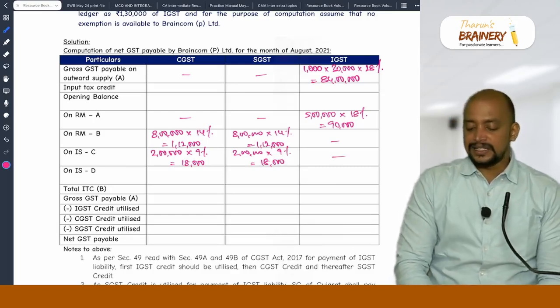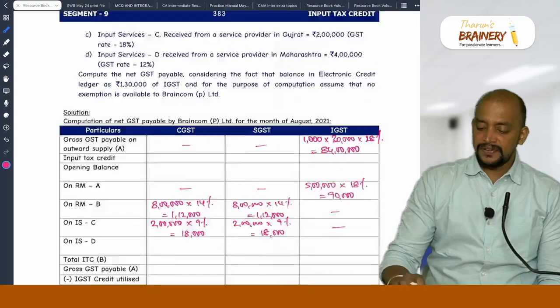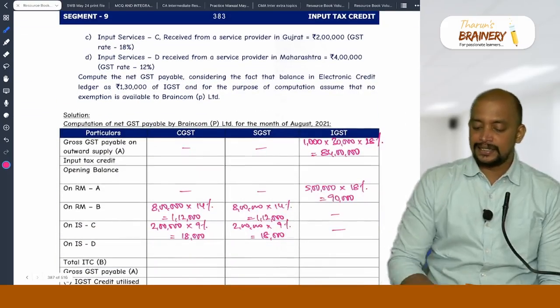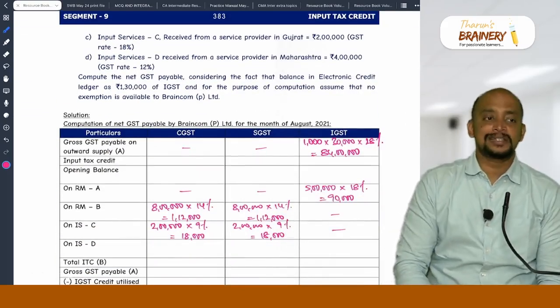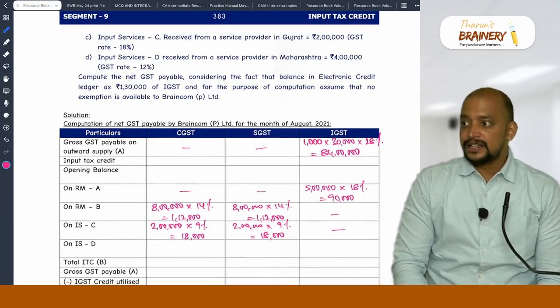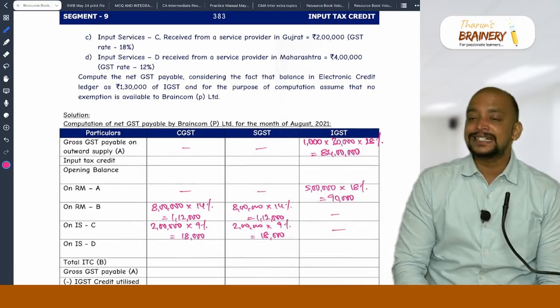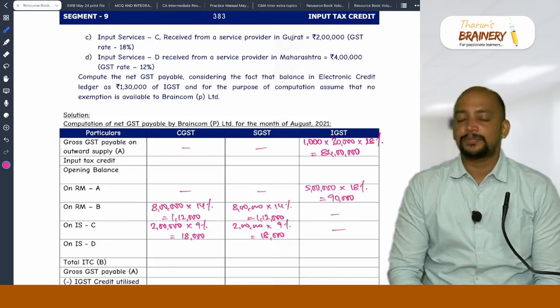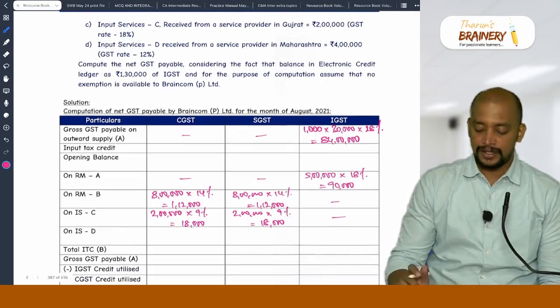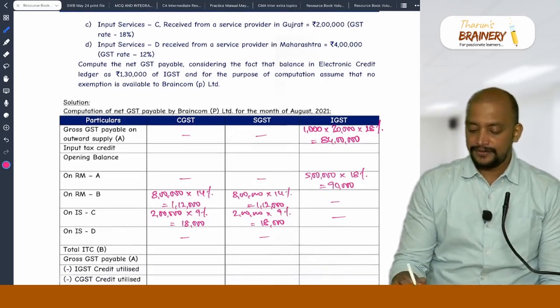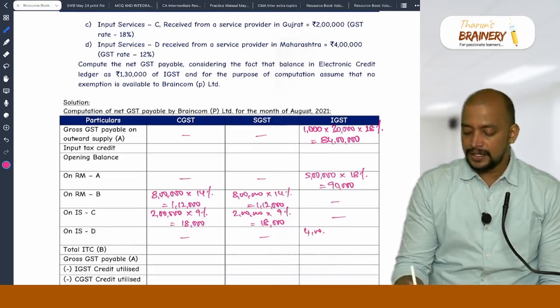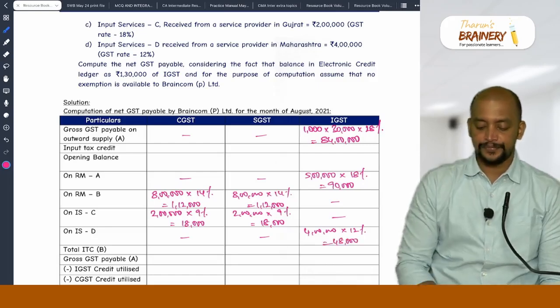Then input service D from a person in Maharashtra. So supplier Maharashtra, recipient Gujarat. So place of supply Gujarat, therefore it is an interstate purchase, interstate inward supply. So which column? IGST column. And what is the rate of GST given? 12%. So 4 lakhs into 12%, 48,000.